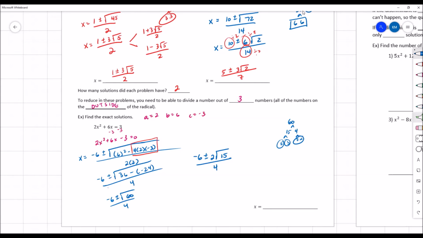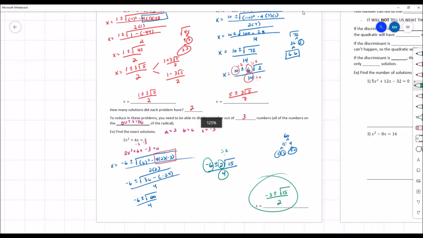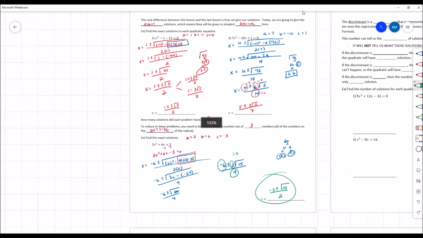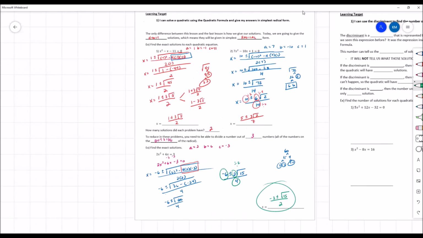As I look, 2, negative 6, 4, all even, so I can factor 2 out of each of these. I'm left with negative 3 plus or minus 1 radical 15 over 2. And that's my final answer here. All right, so that's solving quadratics using the quadratic formula and leaving the exact answer.